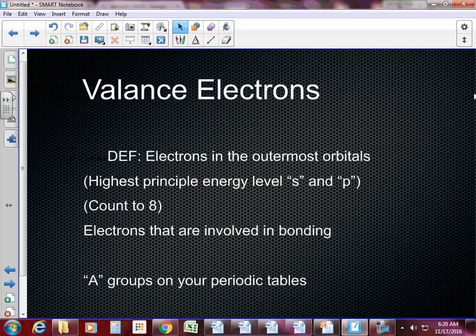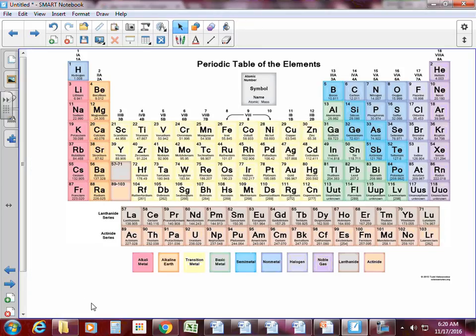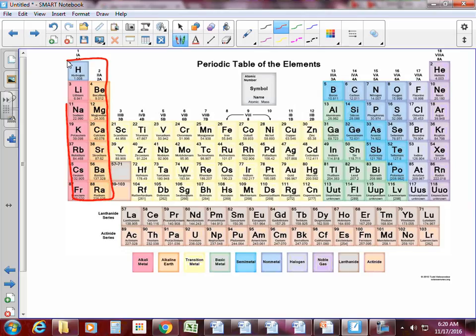If you take a look at your periodic table, these are in groups A. So what do I mean by group A? Group A are representative elements, which, yes, we haven't used that term before, but they are elements that are only in the s and p. So they are only the ones in this block and here. Only elements in the s and p are what we're going to look at for valence electrons.